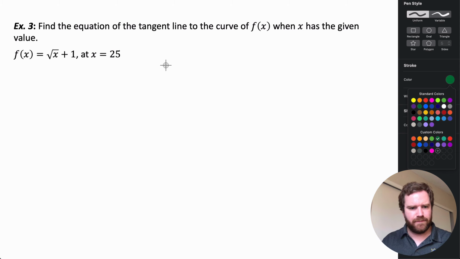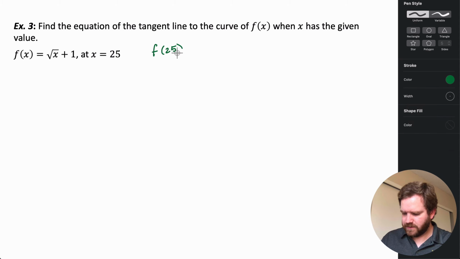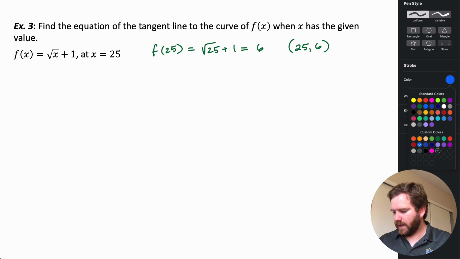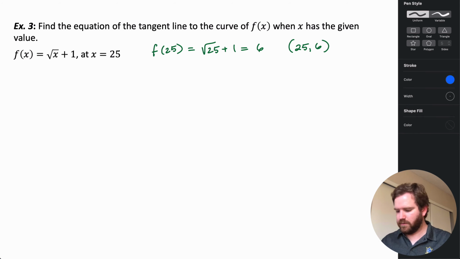So let's find f of 25 first. So what is f of 25? What's the value of my function at 25? Well, that's the square root of 25 plus 1, which is 5 plus 1, so it's 6. So we have the point 25 comma 6, and we need to find the slope so that we can write our equation in our point slope form.